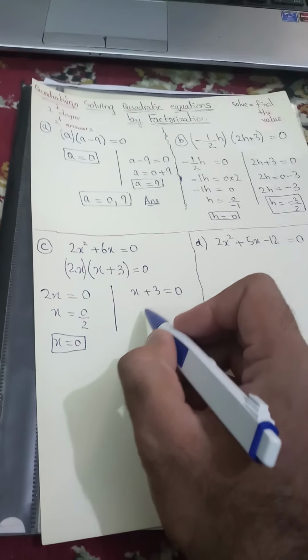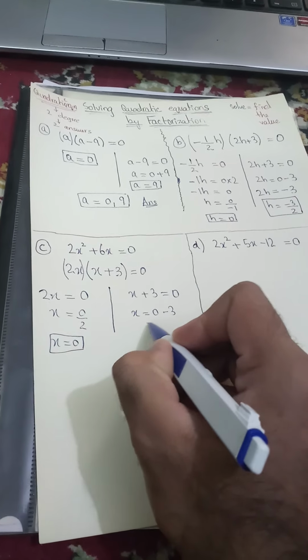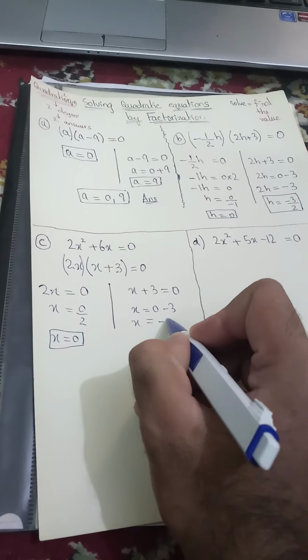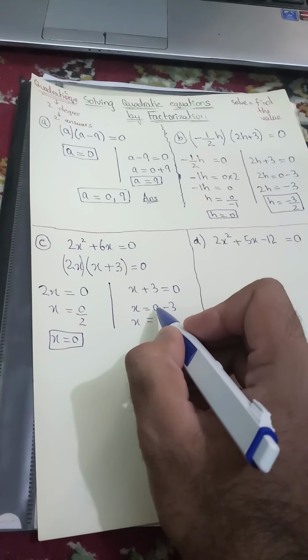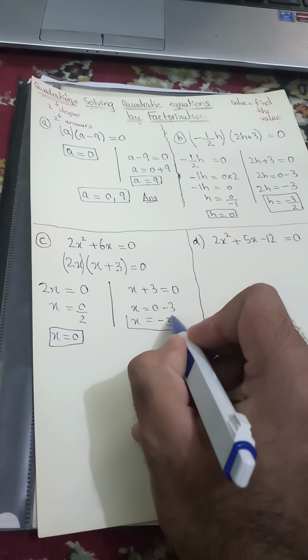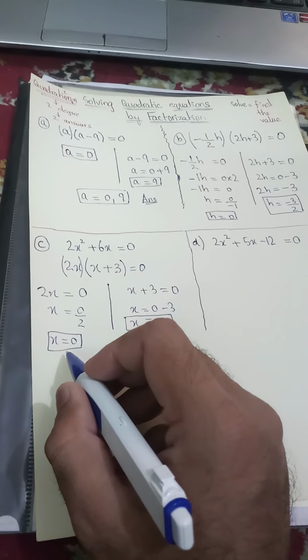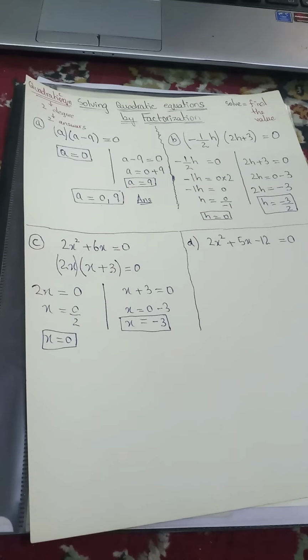and this is plus 3. When it will go on the other side, it will become negative 3, and 0 minus 3 is always minus 3 because 0 means nothing and we are subtracting 3 from nothing, so we'll be getting minus 3. So my two values are x equals to 0 and x equals to minus 3.